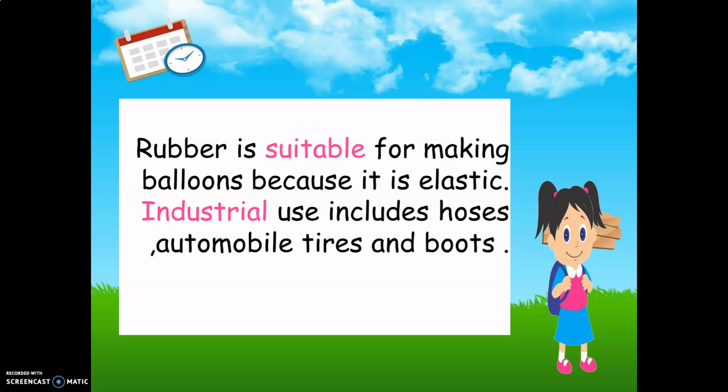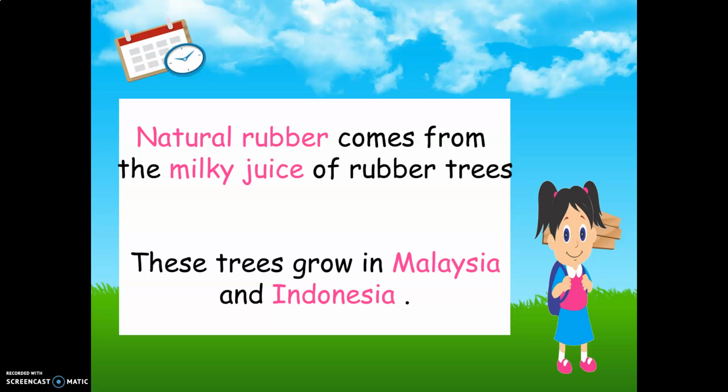Industrial use includes hoses, automobile tires, and foods. Natural rubber comes from the milky juice of rubber trees. These trees grow in Malaysia and Indonesia.